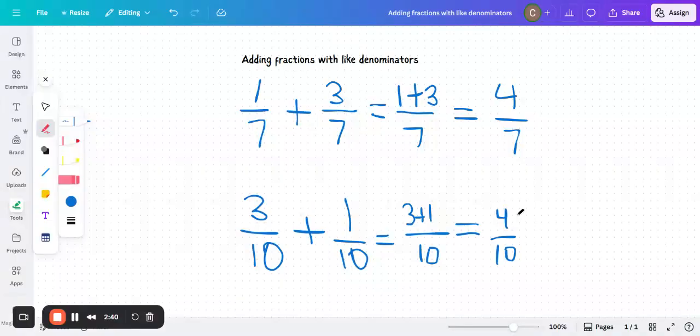Now with this one, we can check to see if we can simplify it. It does have a common factor of 2, meaning that I can divide both the numerator and denominator by 2. And so I'm going to go ahead and do that and divide them both by 2. And my numerator ends up being a 2 and my denominator of 5. And so here I'm going to have 2/5.